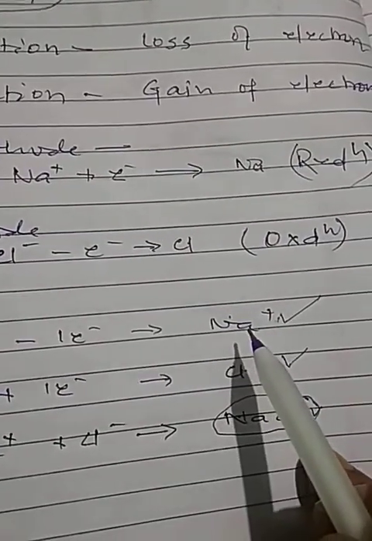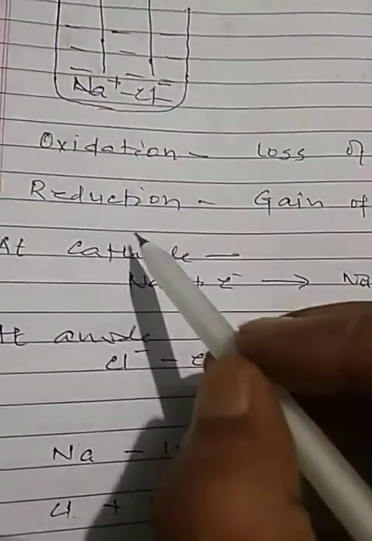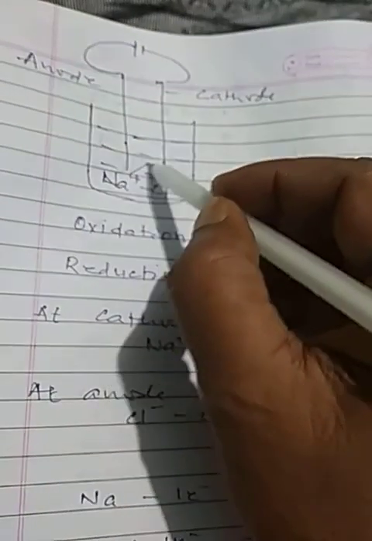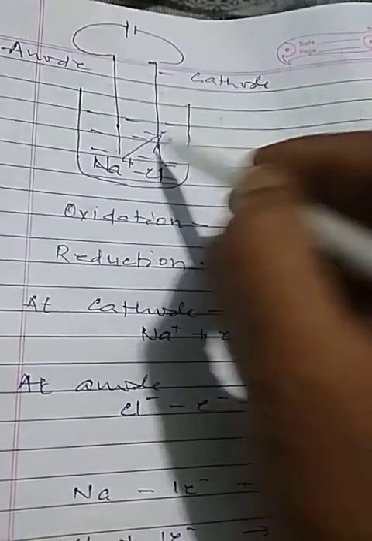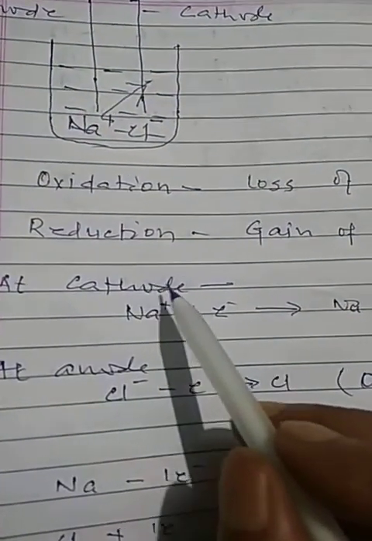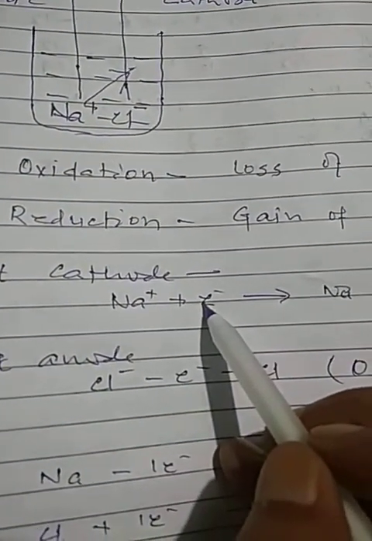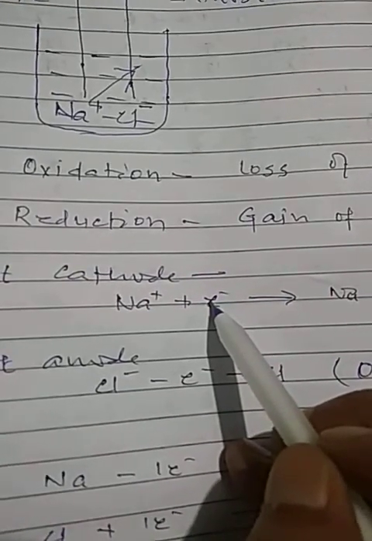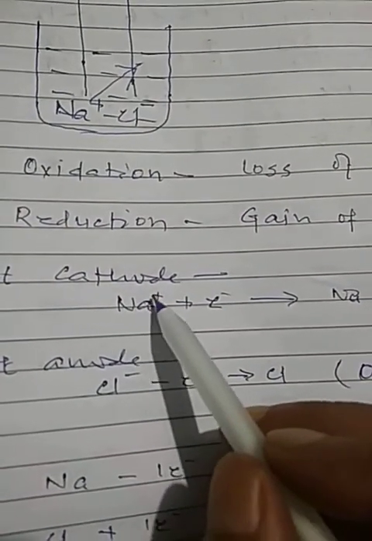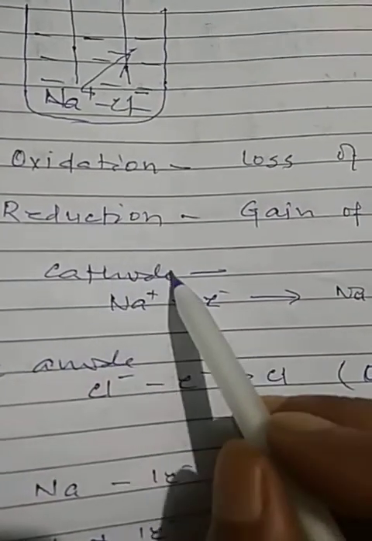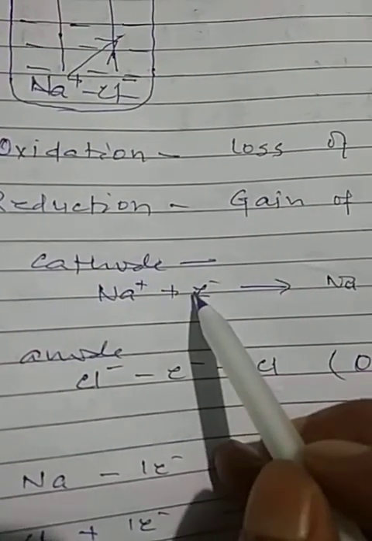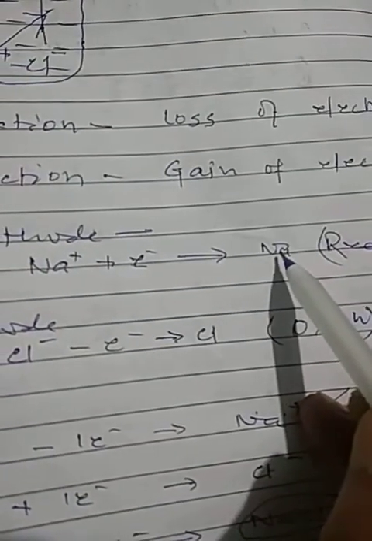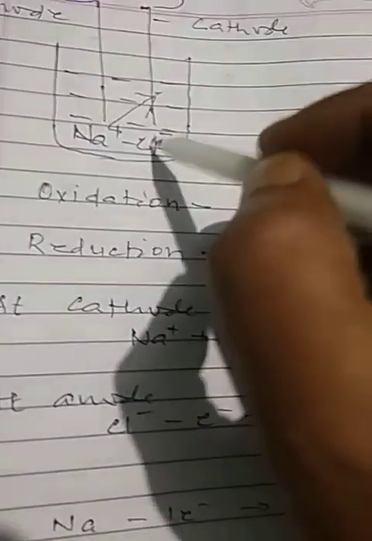Now, if this sodium has lost its electron, the sodium ion will migrate towards the cathode. Here, the cathode will provide the number of electrons lost. Sodium has lost one electron, so at the cathode, the sodium ion will gain one electron and form neutral sodium. This chloride ion will migrate towards the anode.